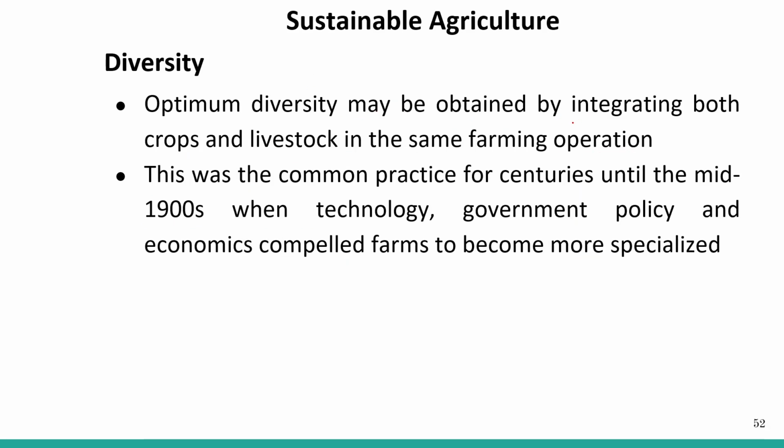Optimum diversity may be obtained by integrating both crops and livestock in the same farming operations. This is very important. We have discussed that we must have different crops growing in our farmland, and also we can manage some livestock, right? This was the common practice for centuries until the mid 90s, when technology, government policy and other economic factors compelled farms to become more specialized.